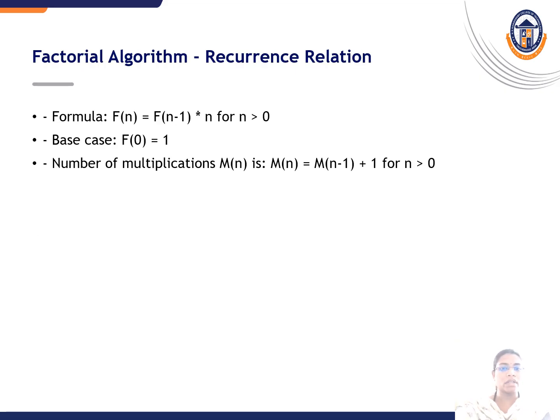Factorial algorithm recurrence relation. The recurrence relation for this factorial algorithm is F(n) = F(n-1) * n for n greater than 0. The base case is F(0) = 1. The number of multiplications M(n) = M(n-1) + 1 for n greater than 0.